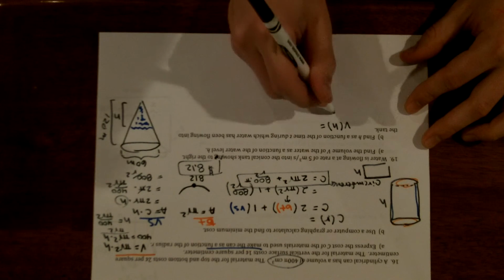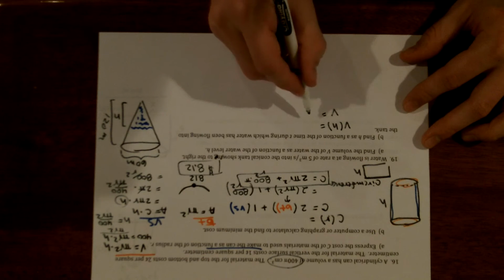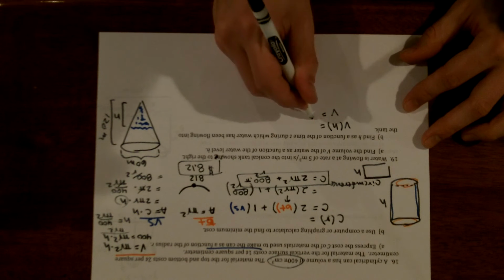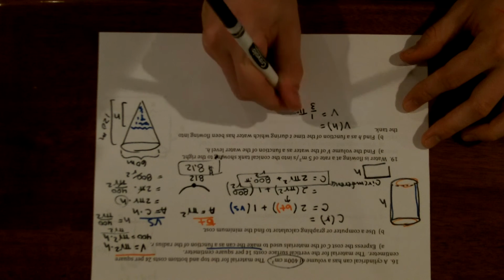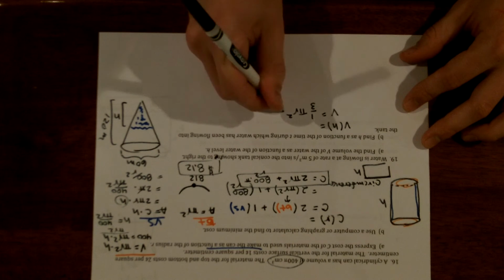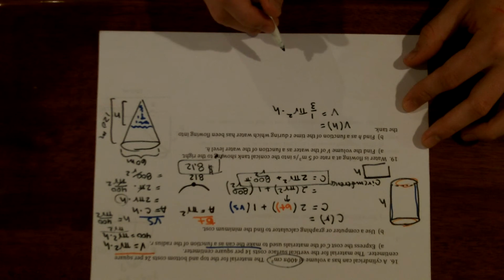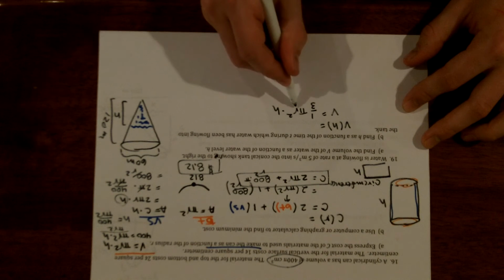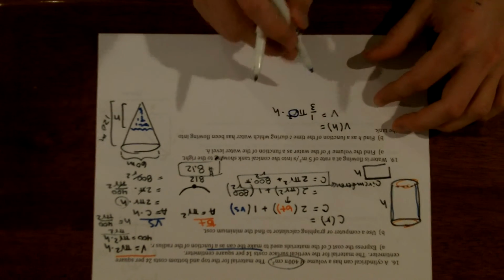So what does the volume of a cone look like? So the volume of a cone is 1/3 the base, which is pi r squared, times the height, which is h. And we want everything in terms of h. So we have an r right here, so we have to figure out what we are going to do with that r. We need to find out what does r equal.